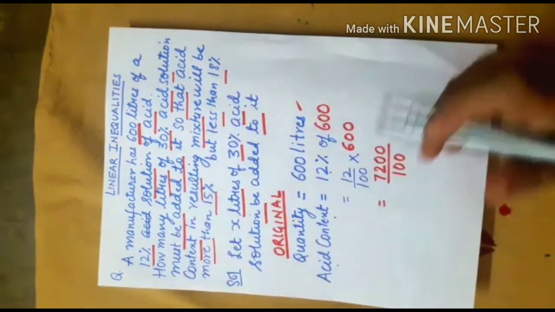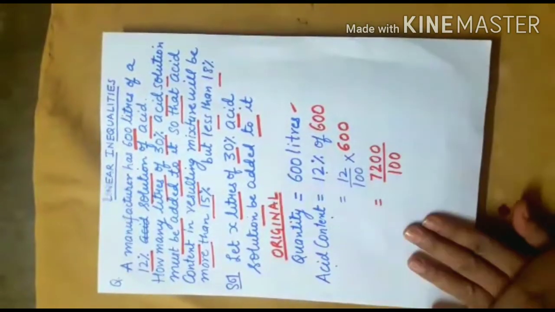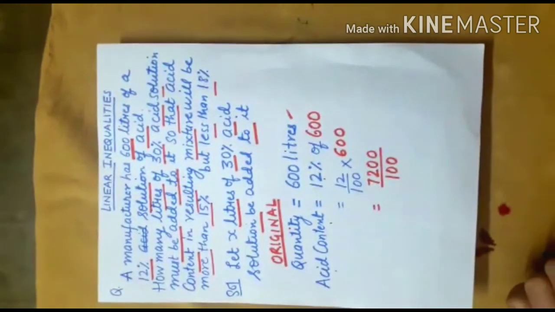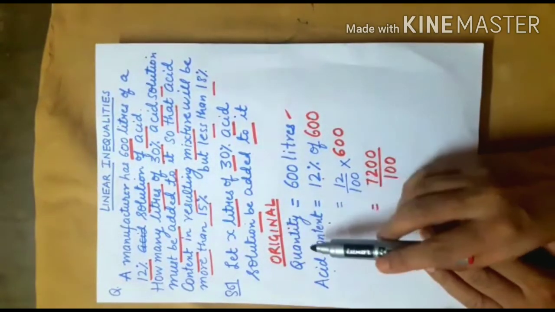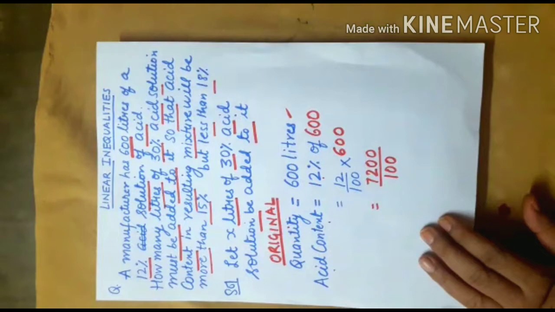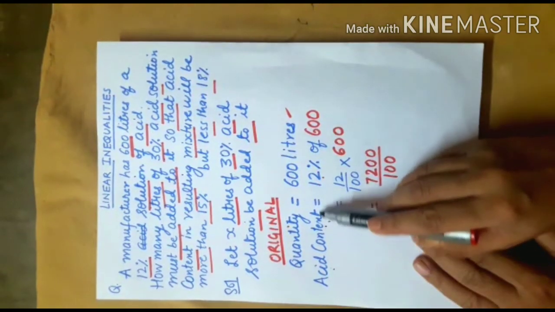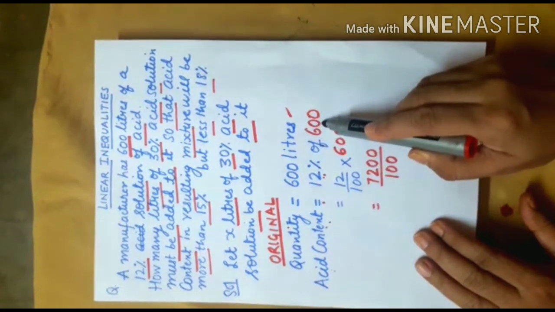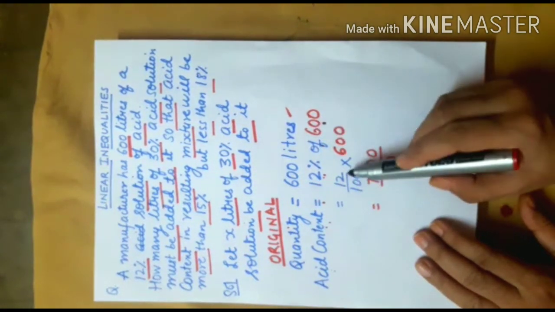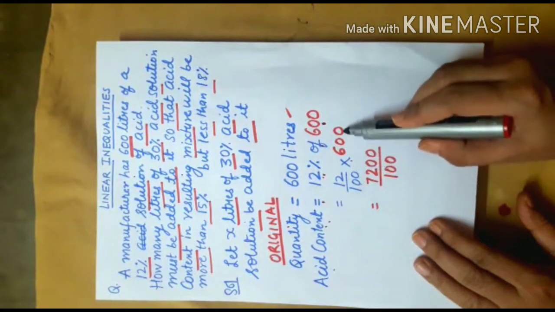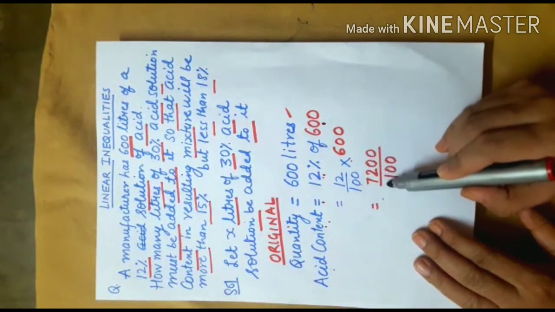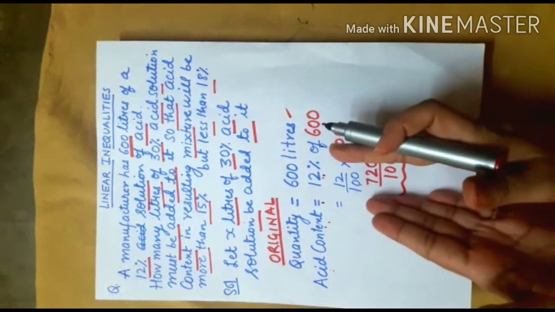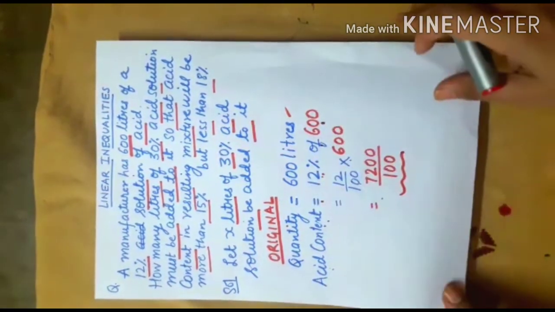So according to the question, originally the quantity of the solution is 600 liters. And in this original solution, acid content will be 12% of 600. So it will be 12 by 100 into 600, that is 7200 over 100. This is the acid content in the original mixture.